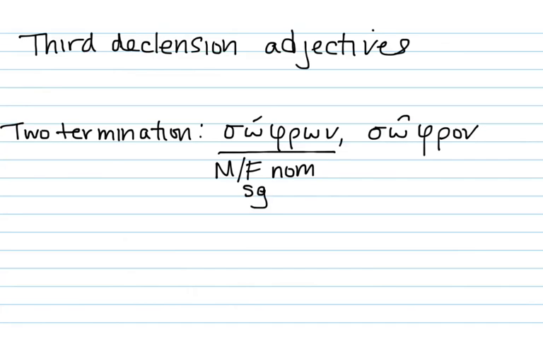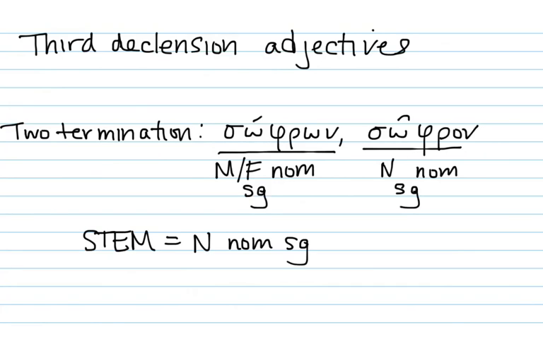So like the other two-termination one, the first part is masculine or feminine nominative singular, and that is a third declension adjective. The second part of the dictionary entry is neuter nominative singular, and that is also a third declension adjective. And in this case, you get the stem from the neuter nominative singular. So the stem is identical to the neuter nominative singular, and that is what you add your endings to. The end.